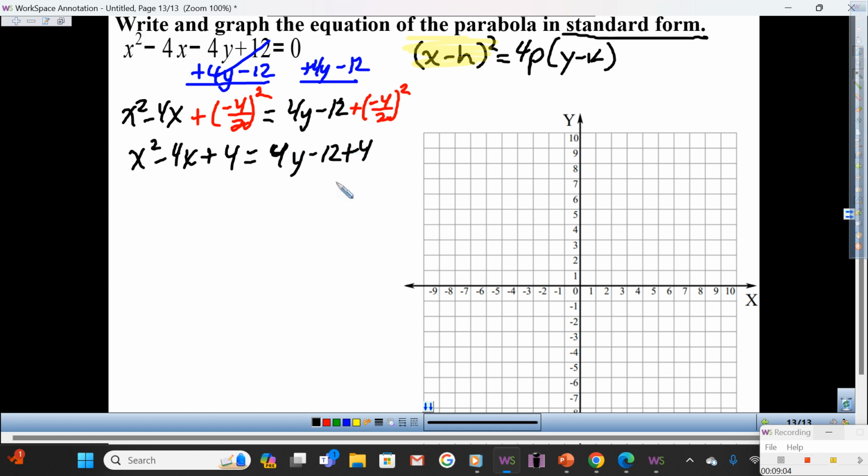Let's simplify the right side. Look up. What is negative 12 plus 4? Negative 8. Yes? Bring down the 4y. Equals x squared minus 4x plus 4. Look at our standard form. Does it almost look like that? Look up. Shake up. All right. Notice this is in what? Factored form, isn't it? So, can I factor this?